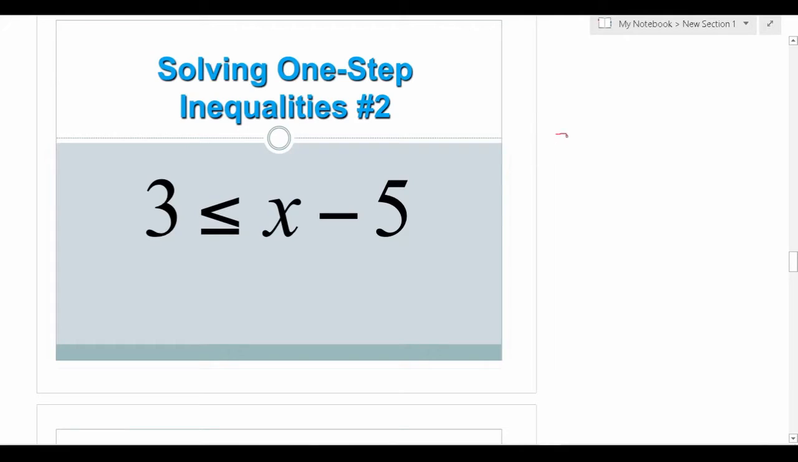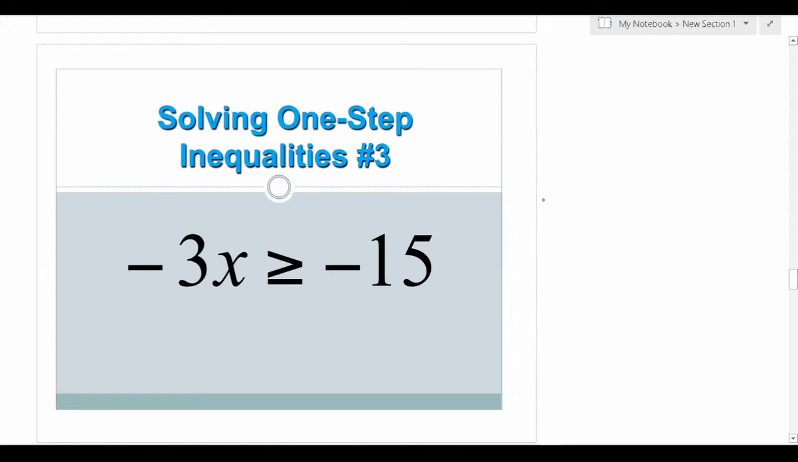This one says 3 is less than x minus 5. Again, the goal is to get x by itself. So as we would while working out an equation, we're going to add 5 to both sides. Negative 5 plus 5 is 0. So that leaves us with 3 plus 5, which is 8, is less than x. And again, we did an addition across the inequality sign, so it doesn't affect the direction of the inequality sign.